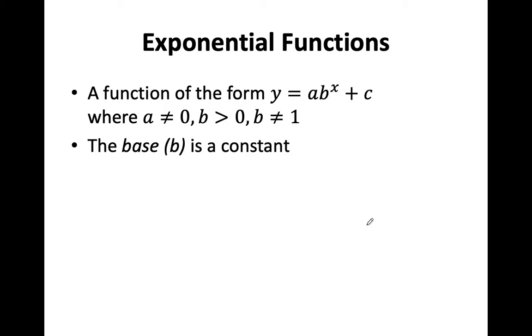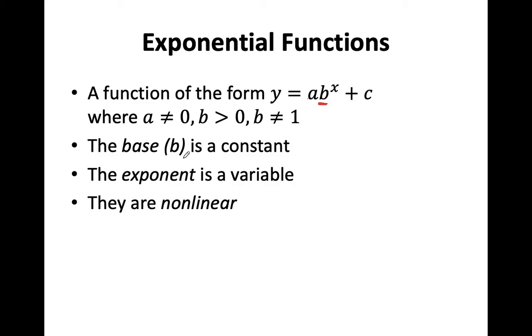So a couple of other things. The base b is a constant. Anytime you have a number with an exponent, that is your base. It's a constant, so that's not what's going to change. This will stay the same, and then your a and c will change. The exponent is a variable, that's what makes it an exponential function. And then they are not linear. So if you draw the graph and you get a line, you did something wrong.